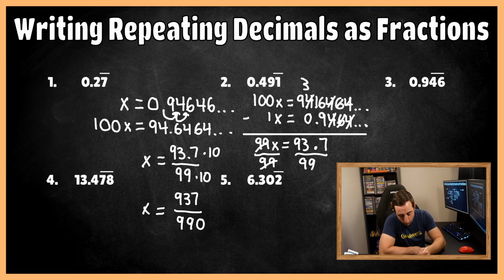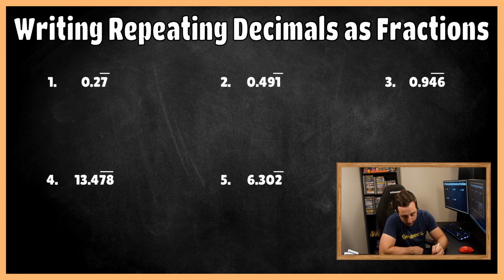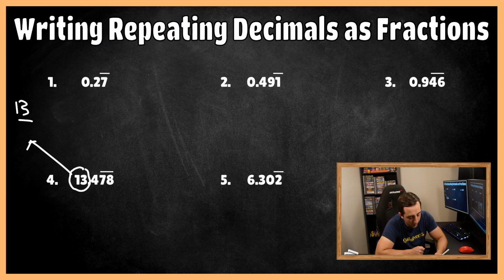Right, and now we're down to 2 more. So let's go ahead and get rid of this once again and move on to number 4. Just like we did in the previous questions, notice how there's a number in front of the decimal point. We're going to take this 13 and simply remove it for now and come back to it later. So I'm just going to keep it up here as a reminder. That way I don't forget.